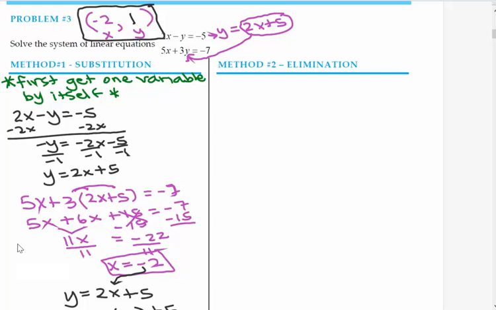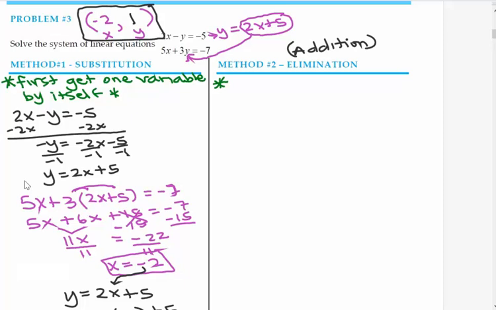All right, the other method that you need to get familiar with is called the elimination method. Sometimes we call it the addition method as well. So some books use that. And that's because what we're going to try and do in this one is we're going to try and add the equations together and get one of the variables to eliminate. So let me write on here.